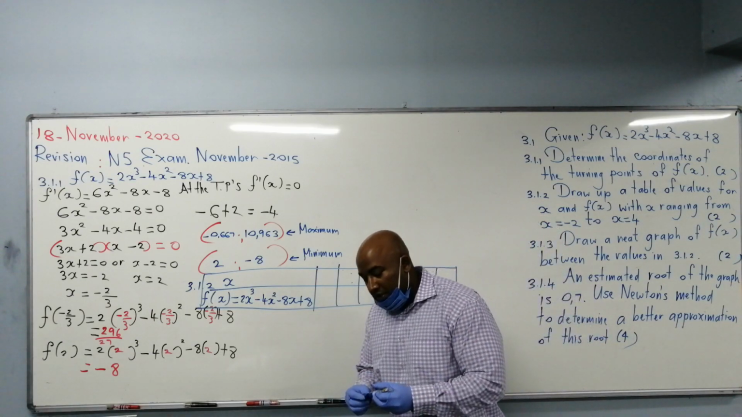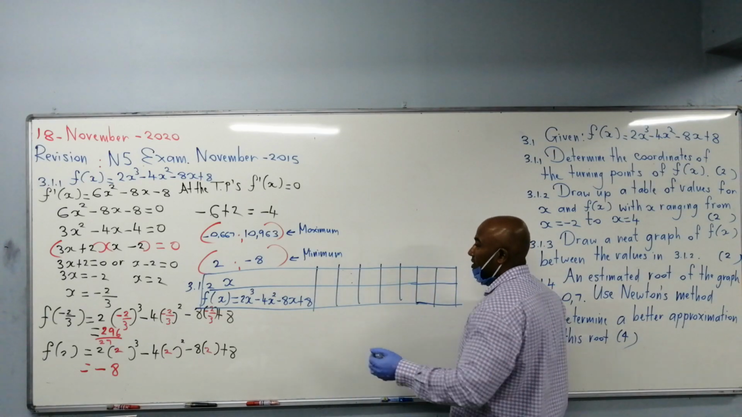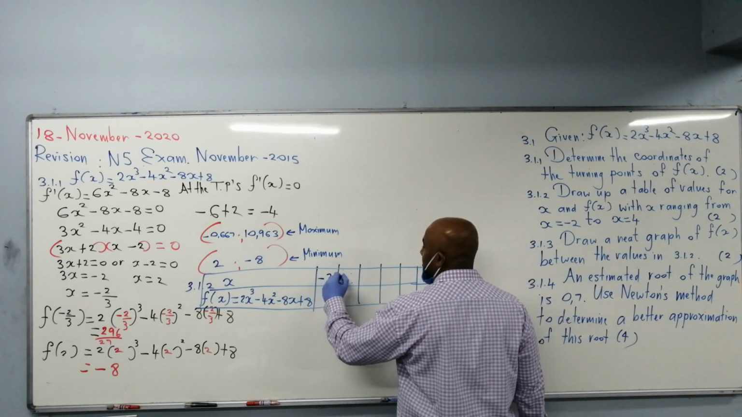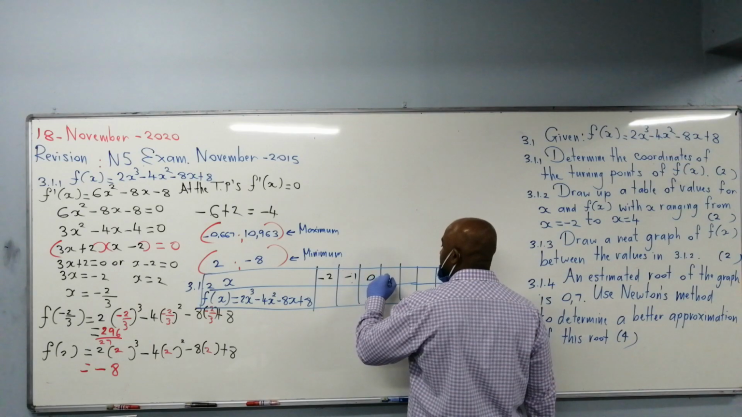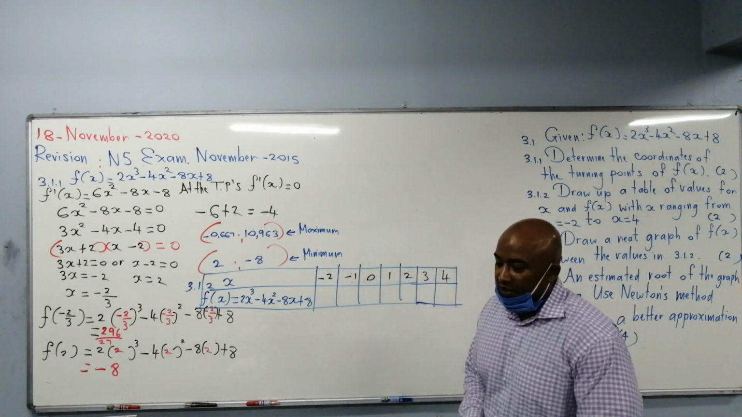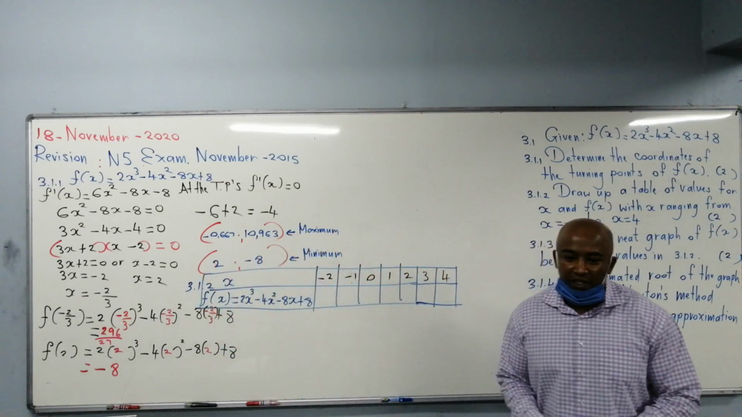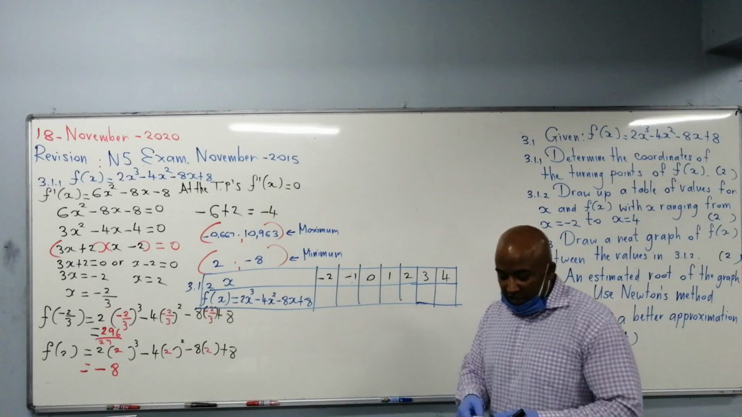Right, so that is simple. Your calculator will do all that for you. So you're starting at minus 2, minus 1, 0, 1, 2, 3, 4. You don't have to go individually and do the substitution. All the calculators can, you've got the table function.